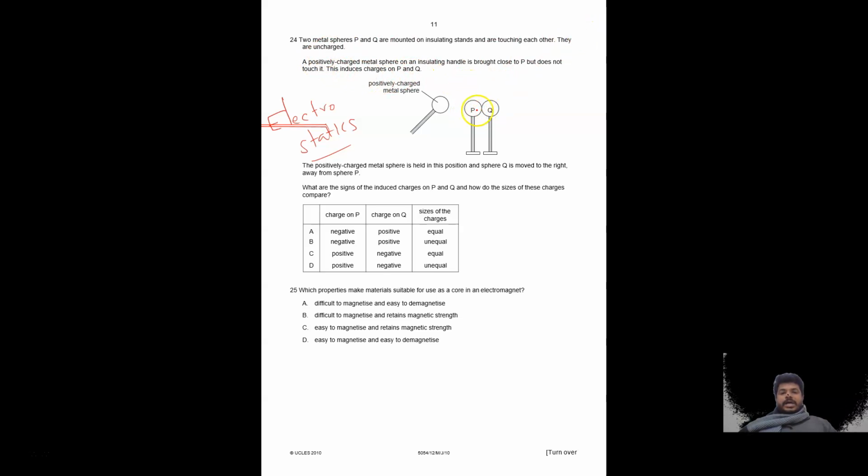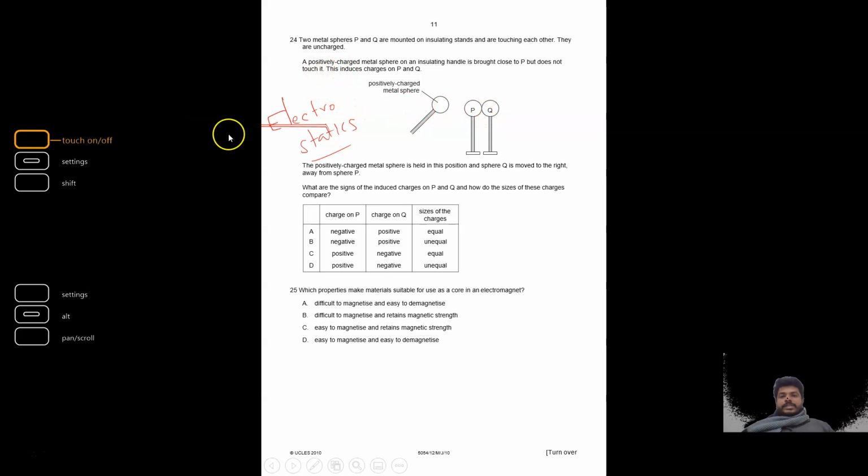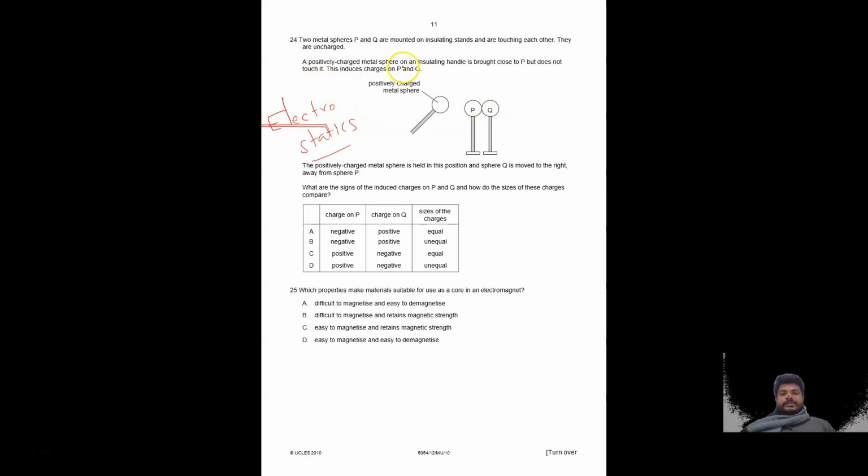Both of them are uncharged. That means positive and negative charges are equal and they cancel out each other, so it is uncharged. Here is a positively charged metal sphere. When the positively charged metal sphere is brought closer to P but does not touch it, this induces charges on P and Q.